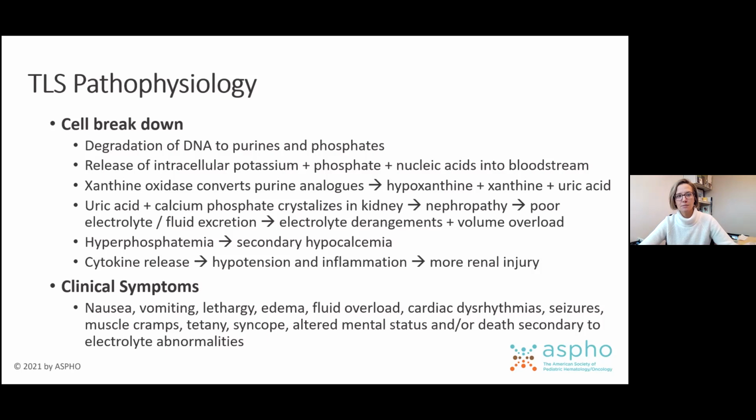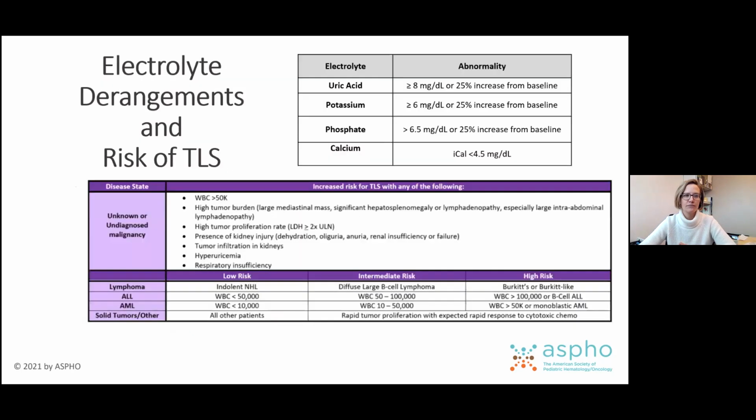The clinical symptoms of tumor lysis syndrome include nausea, vomiting, lethargy, edema, fluid overload, as I said, cardiac dysrhythmias, seizures, muscle cramps, syncope, altered mental status, and then ultimately you can have death related to these complications.